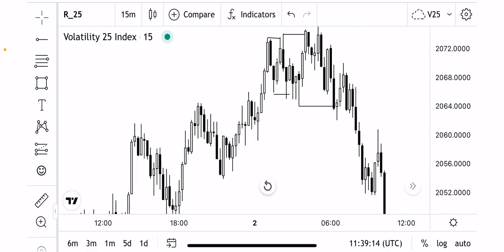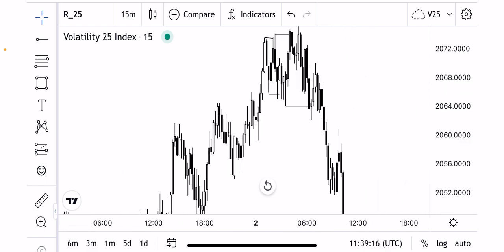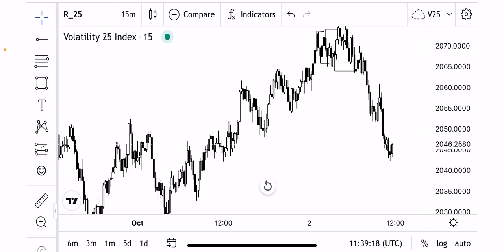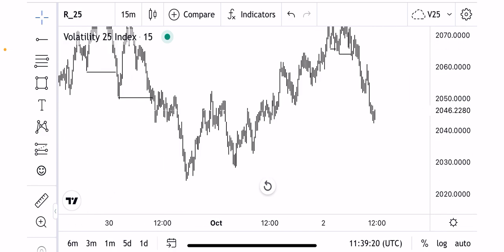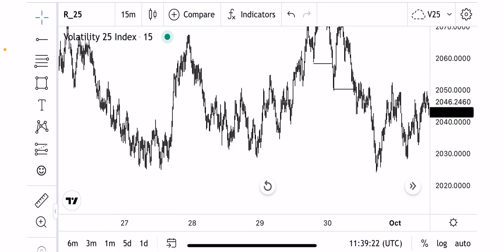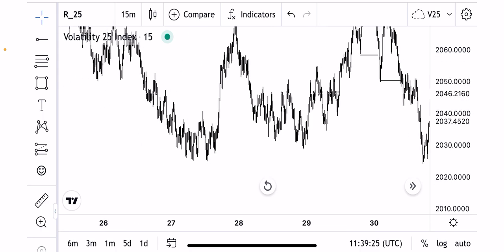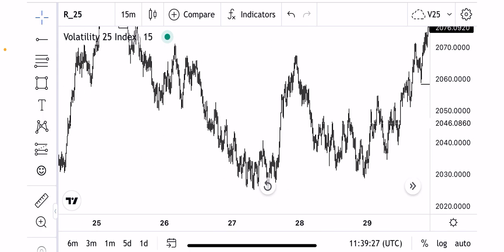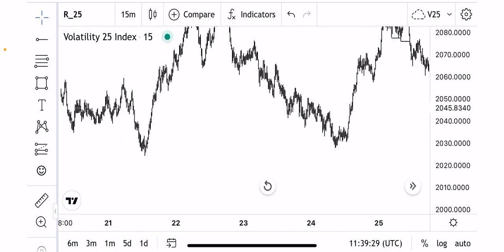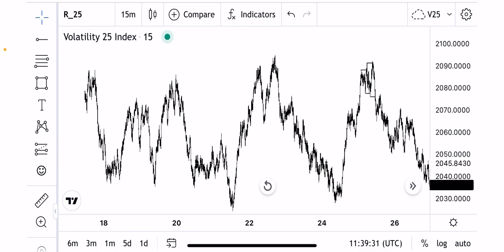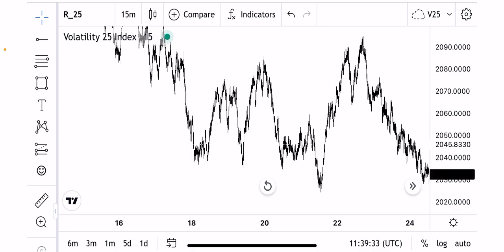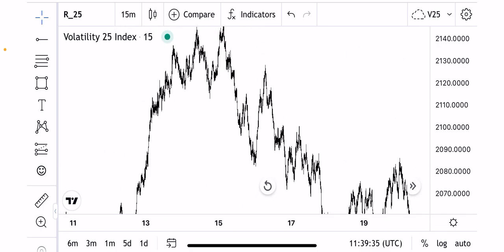Okay, now that's for primary inducement. So let's check our secondary inducement and see. So let's look for our secondary inducement. After we have our BMS, we will have our secondary inducements.